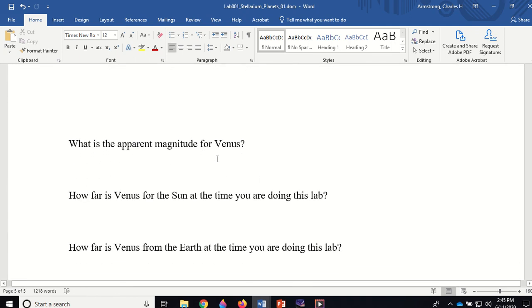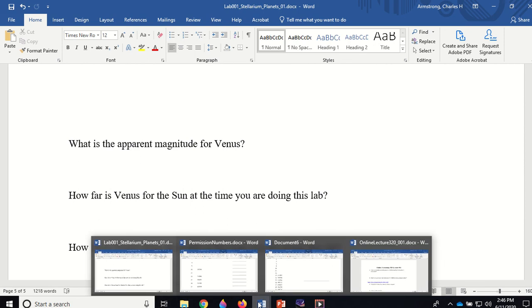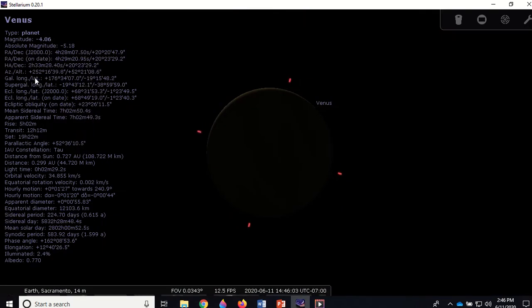So what is the apparent magnitude for Venus? Well, just like we did for Mercury, if you take a look over here, we've got it for Venus. You've got your distances down here as well. Okay, so we already looked at those. You've got your distances, you've got your magnitude.